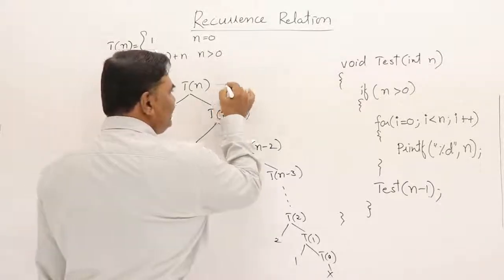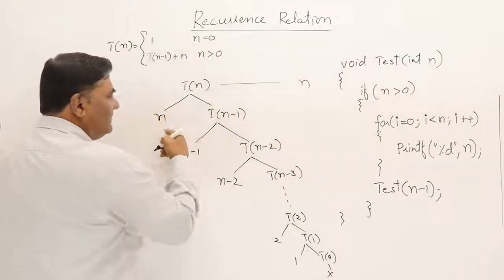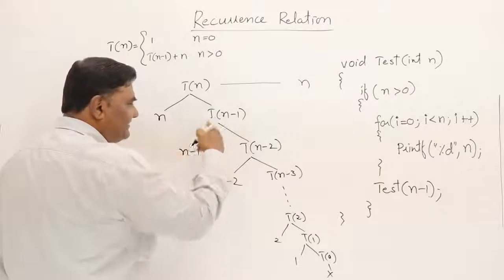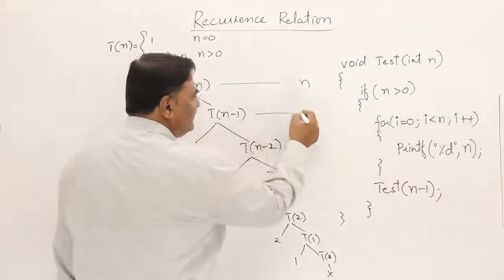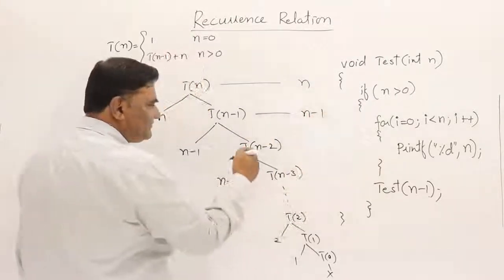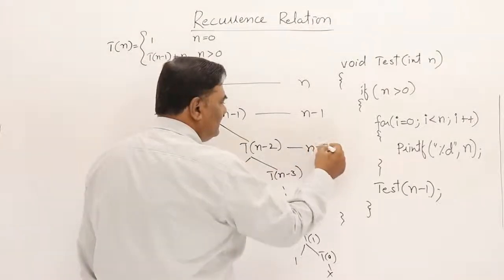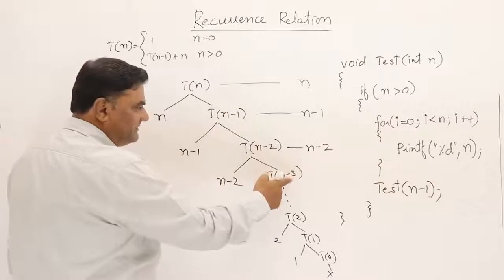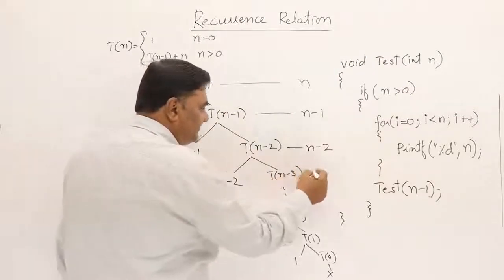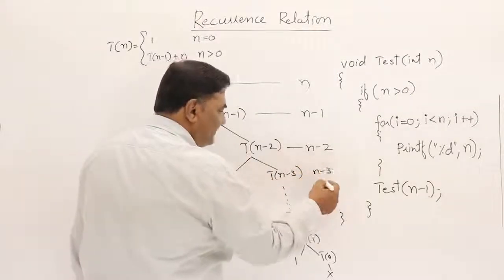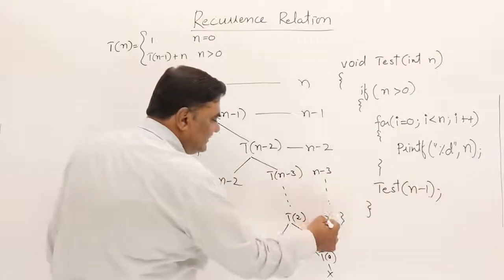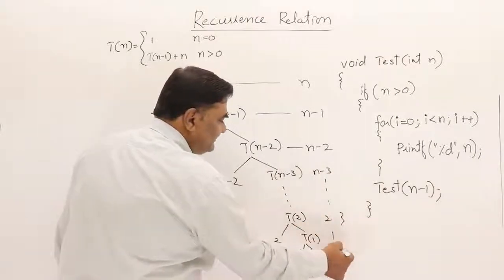How much time is it taking in this step? N. Then what about this step? N minus 1 time, and then this call is there. So this call is taking how much time? N minus 2 and then n minus 3. So this will take how much time? N minus 3. So it goes on. This will take how much time? 2 and 1, then 0.